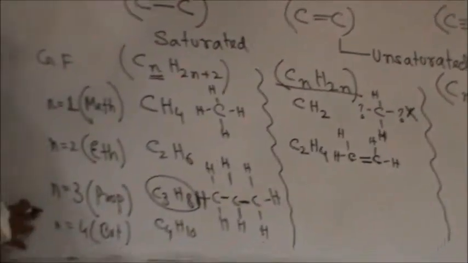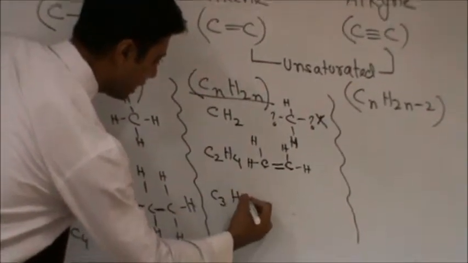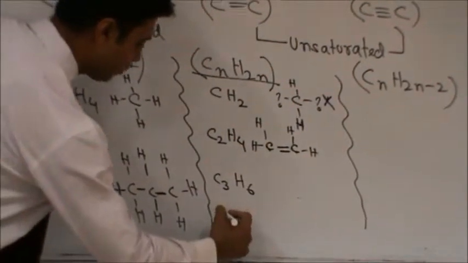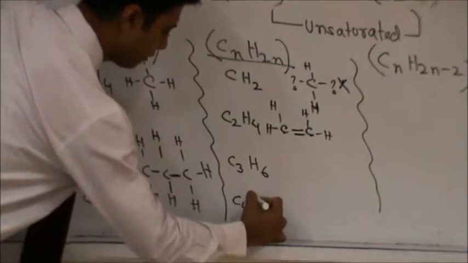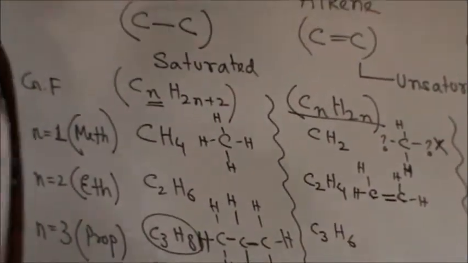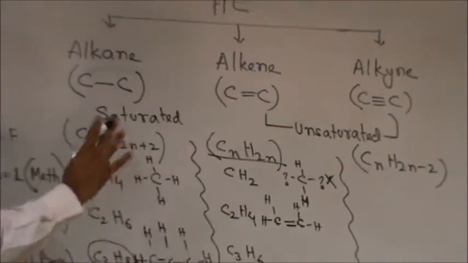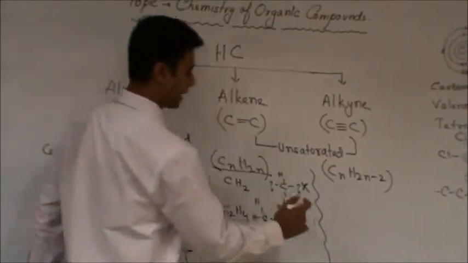The molecular formula for the third alkene will be C3H6, and that for the fourth one will be C4H8. Let us work out the molecular formula of the first alkyne.